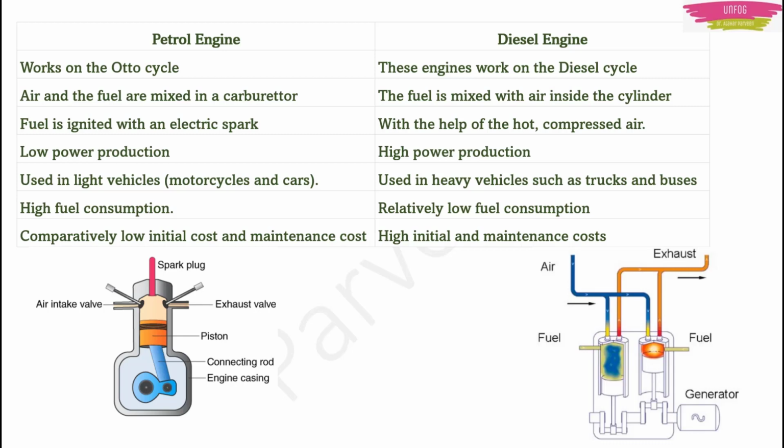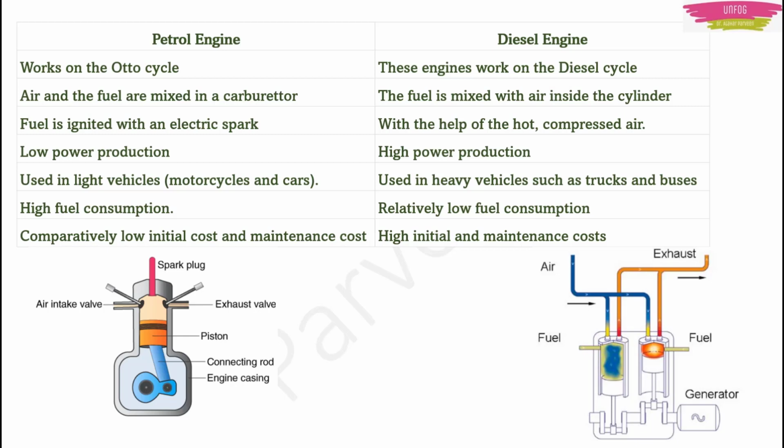Also, we were talking about this petrol engine. It has high fuel consumption. In a diesel engine, the fuel will not be consumed as much. When compared to a petrol engine, a diesel engine has relatively low consumption. Comparatively, you will have to invest less for a petrol engine, meaning low initial cost and low maintenance cost. But maintaining heavy vehicles like trucks and buses is very costly, right? So there is high initial and maintenance cost in a diesel engine.